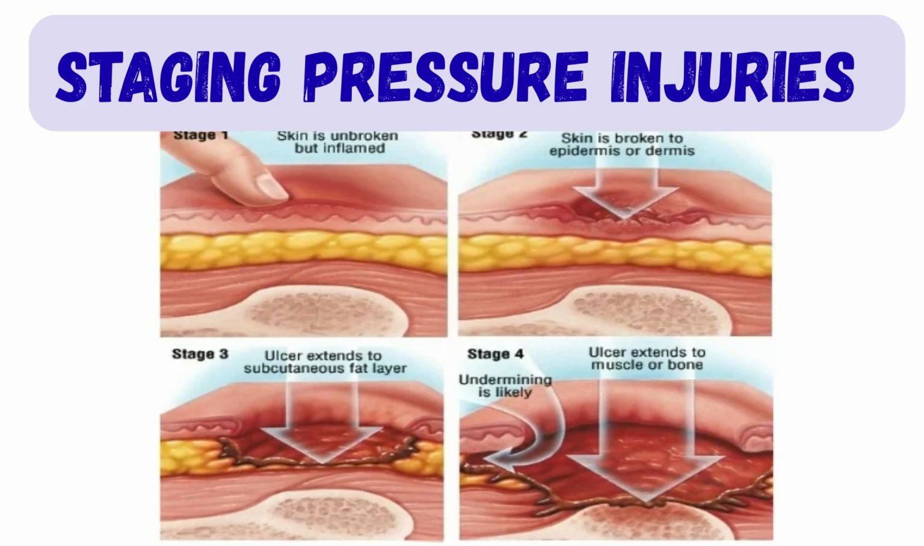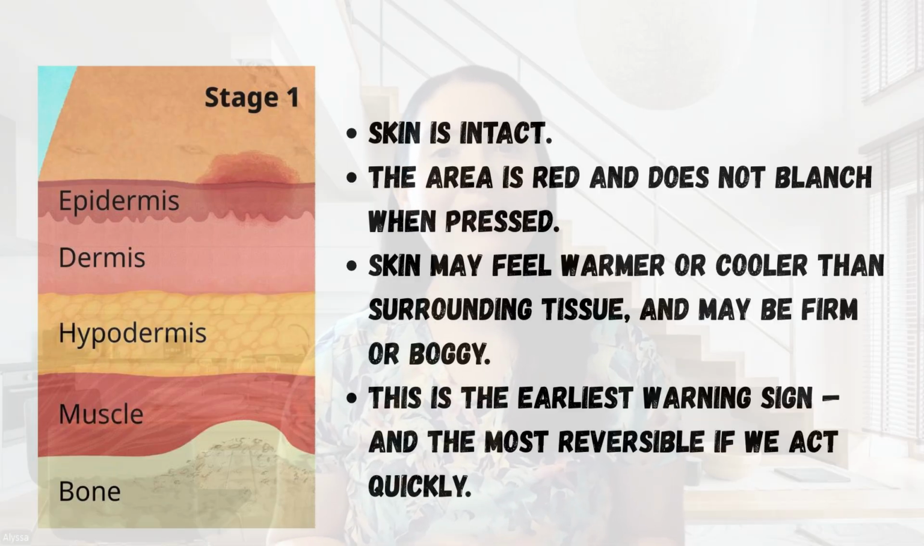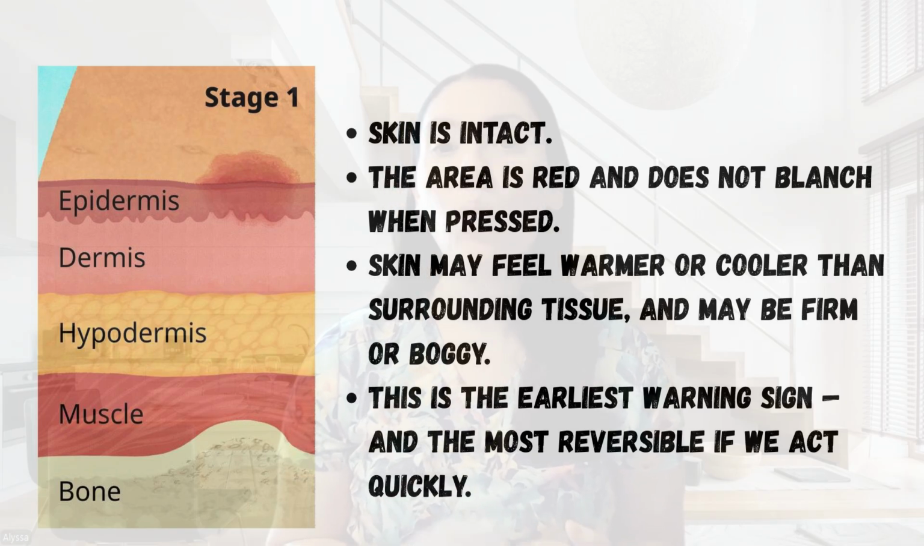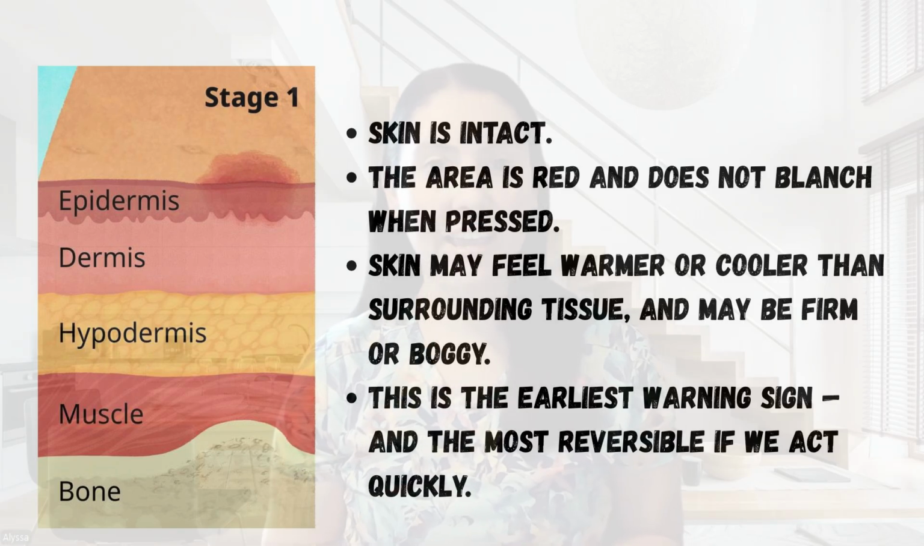Staging pressure injuries. Now let's walk through the staging system. Staging is based on the depth of tissue damage. So stage 1, the skin is intact, there is non-blanchable redness. It may feel warmer or cooler, firmer or boggier than the surrounding skin.